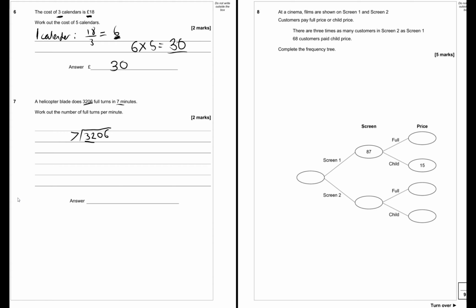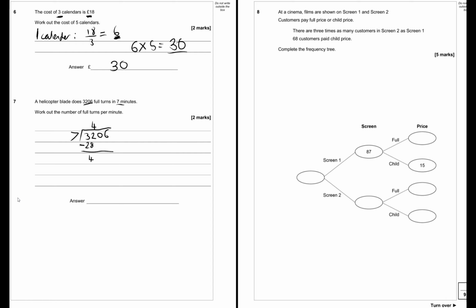Does 7 go into 32? It does. How many times? It goes into it 4 times, doesn't it? So we're going to do 7 times 4, that gives you 28, and we're going to minus the 28 from the 32. So what's that going to give us? That's going to give us 4, isn't it?